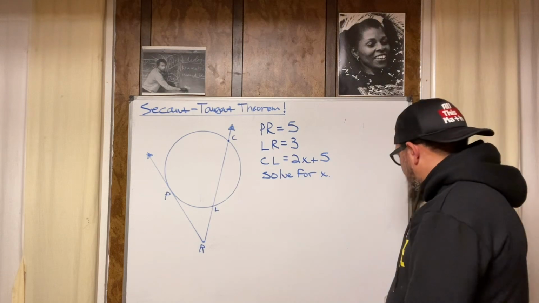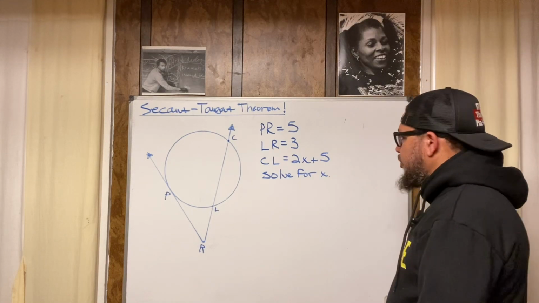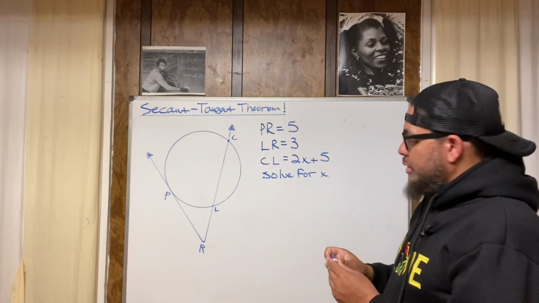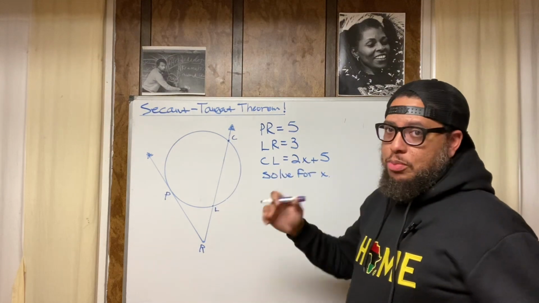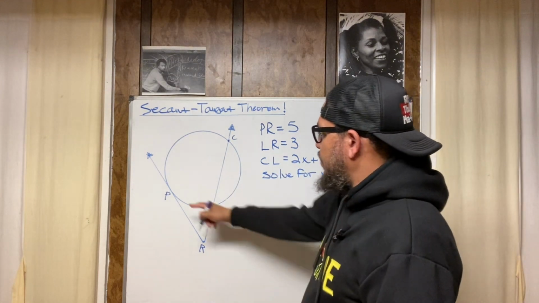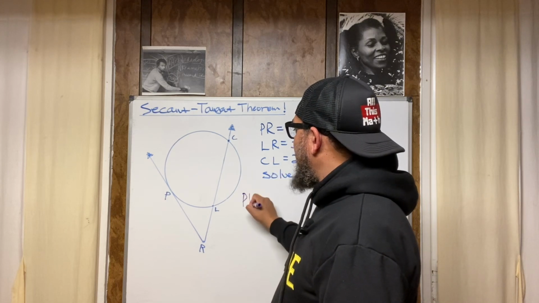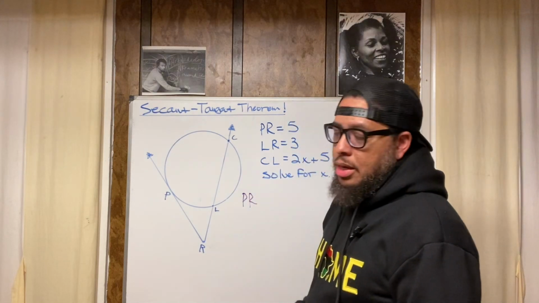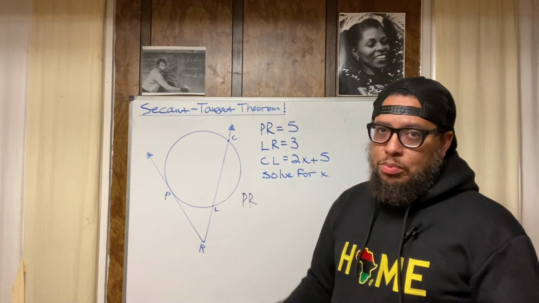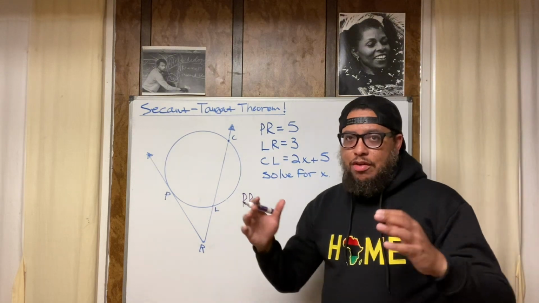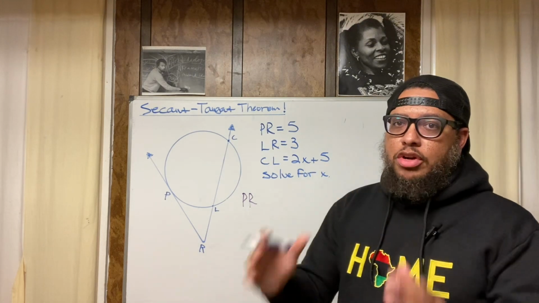Now, let's set up our equation. I'm going to use purple for the work. I've got everything written in blue, but I'm going to use purple for my work. So that means PR squared. I was strategic in picking these letters. PR are the initials of Paul Robeson. If you're not familiar with Paul Robeson, please go learn about Paul Robeson.